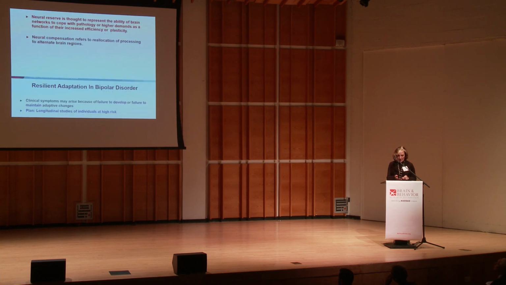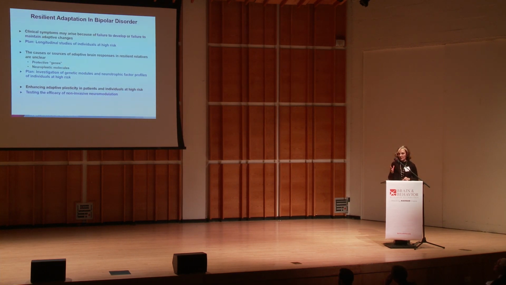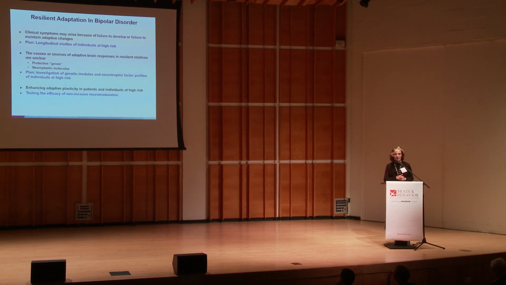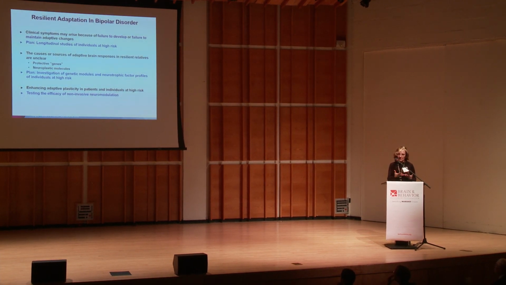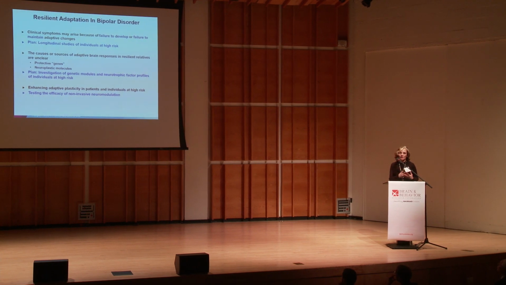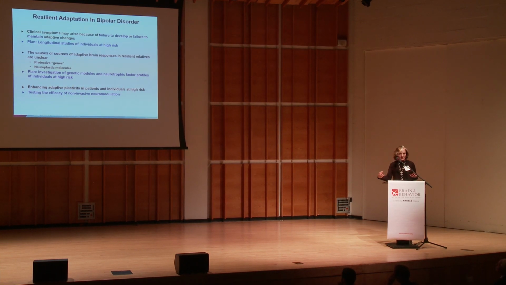Now, the way forward can be multiple, of course, but those are the three key questions that we hope that we'll be able to address. So we're looking at longitudinal cohorts of high-risk individuals, but also community cohorts, asking the question, do all the people that are at risk for bipolar disorder or other disorders have this resilient adaptive mechanism at some point and then they lose them as they become sick?